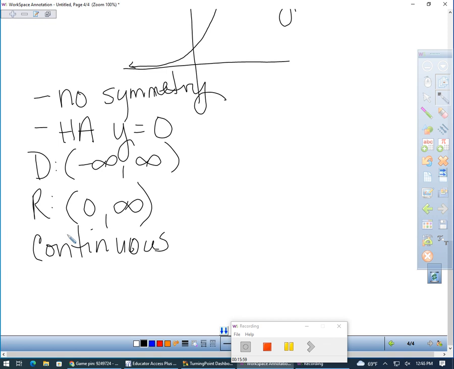All right, so looking at those six, if I asked you which of those are neither odd nor even, which ones can you tell me? Which ones are neither? They have no symmetry at all. Okay, the exponential function and square root function. Good.